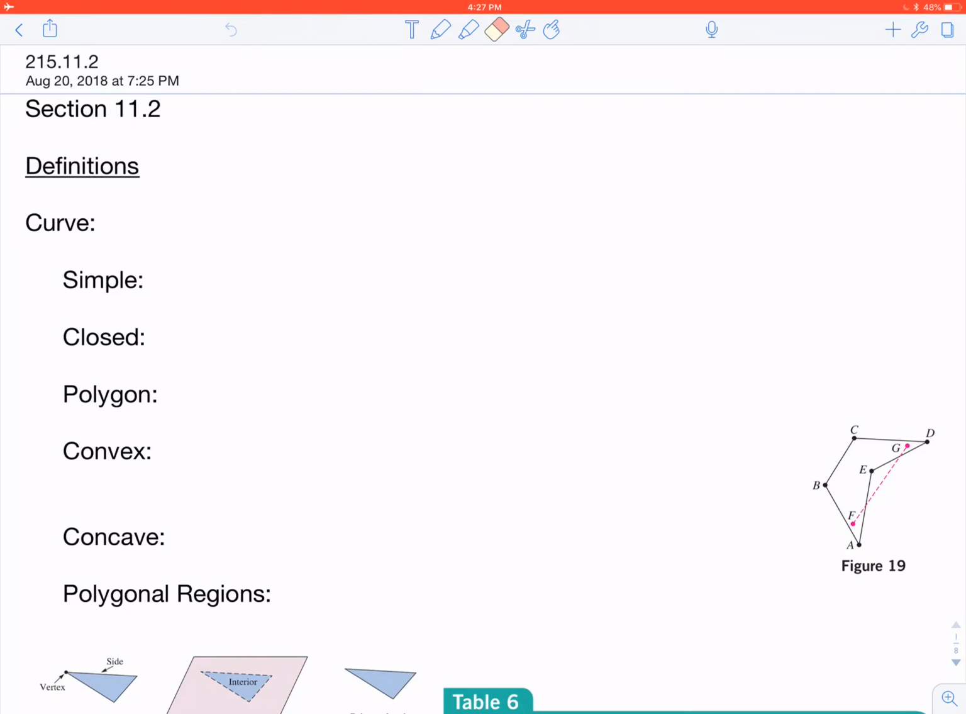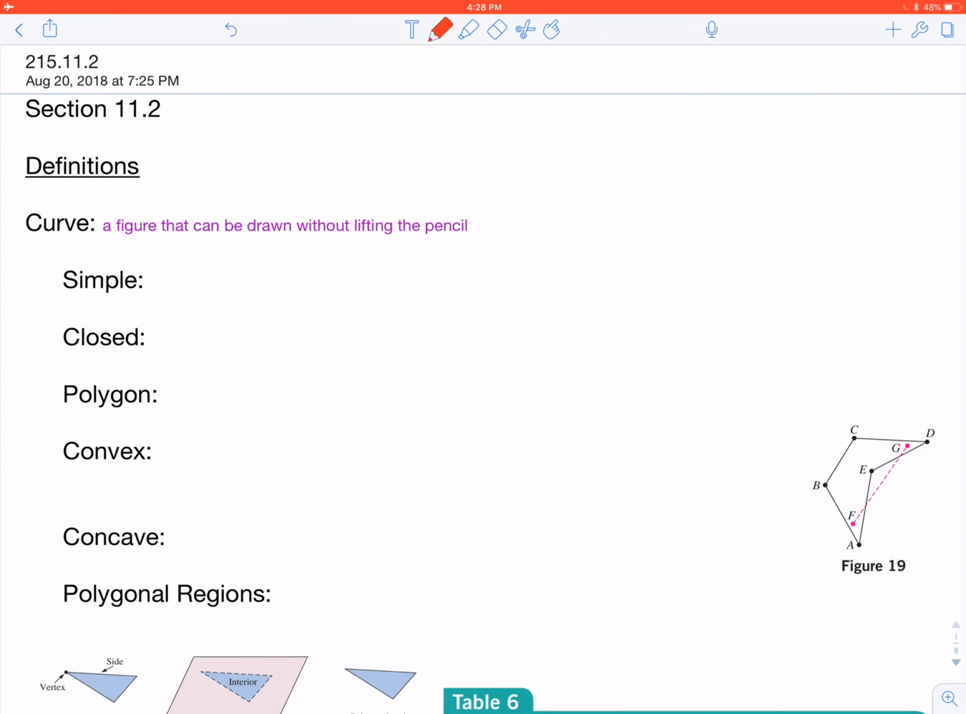Hey folks, so we are looking at section 11.2 in our geometry class, and I want to go through some definitions with you. First definition to take a look at, please, is a curve. This is a figure that you can draw without lifting your pencil.